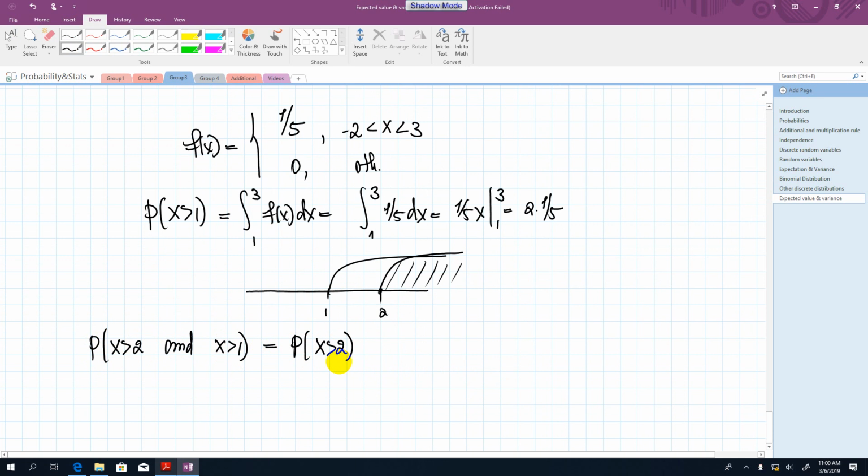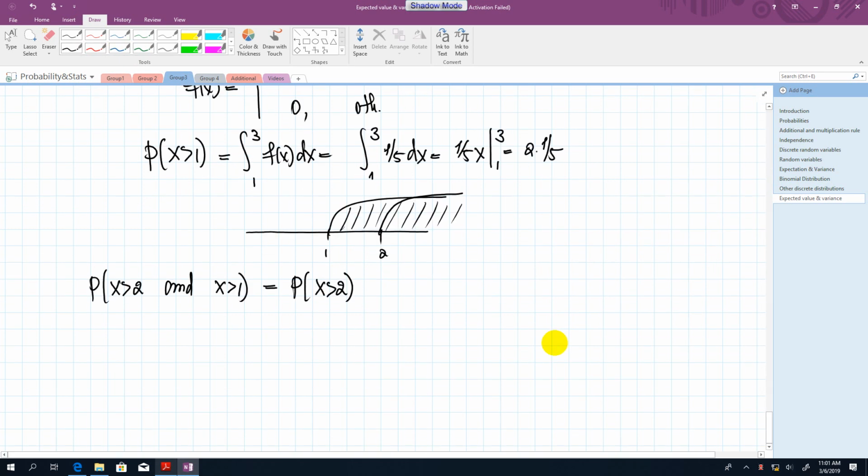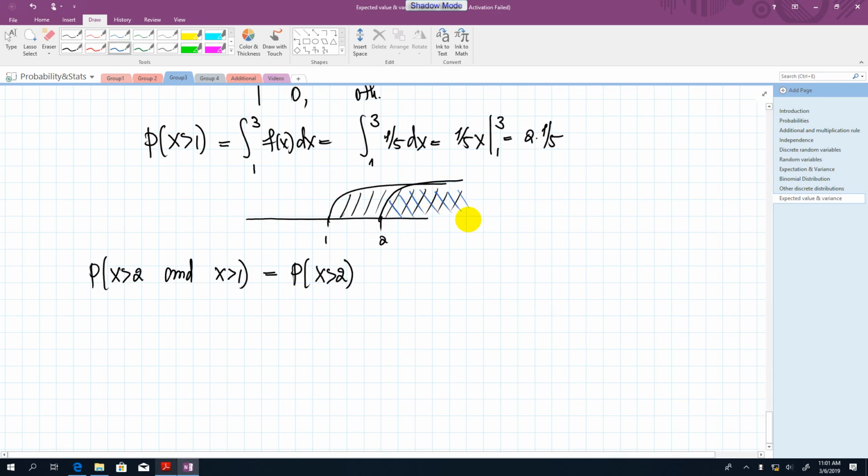Because here, and means you need to find the intersection. So first find the intersection of the sets, then find its probability. The intersection of the sets will be all the points which are more than 2. Intersection means a point which is in both of the sets. x is more than 2 is all the points there, x is more than 1 is all the points there. Do you remember how we did this in school? So x more than 2 is the intersection of x more than 2 and x more than 1.